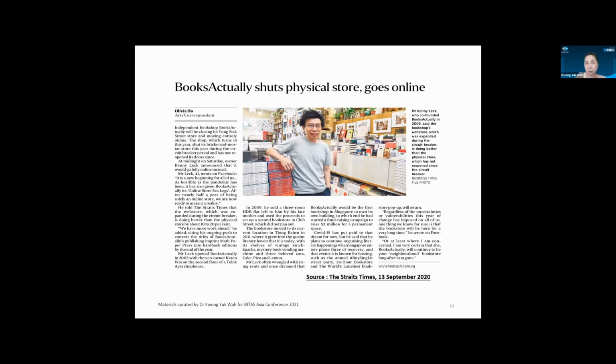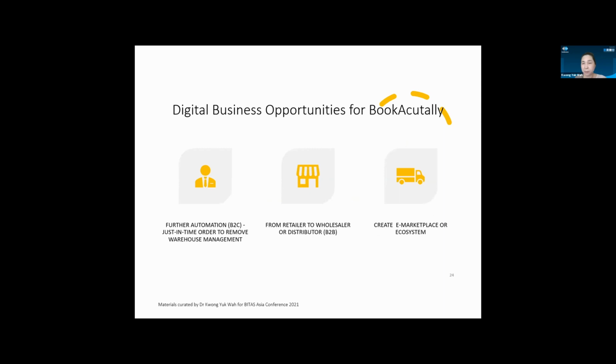He could potentially do further automation, or further digitization for better productivity gain, such as just-in-time ordering, right? He could actually change his role from retailer to wholesaler, right?